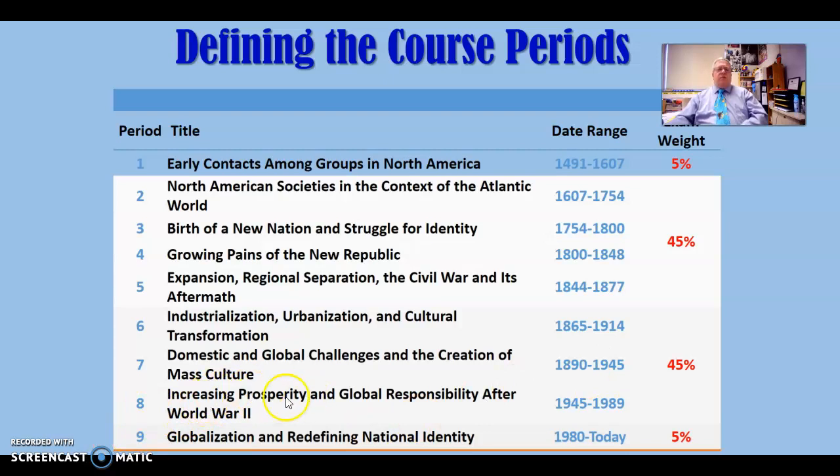And then again, this one here on time period 8, increasing prosperity, the post-World War II era, entering the Cold War, and truly the economic dominance of the United States throughout the globe. That's where that's going to take. And then we have in period 9, globalization and the redefining of a national identity from 1980 to today. Once again, the 5%. Now, realistically, are we going to get to today? No, we're not going to get there.